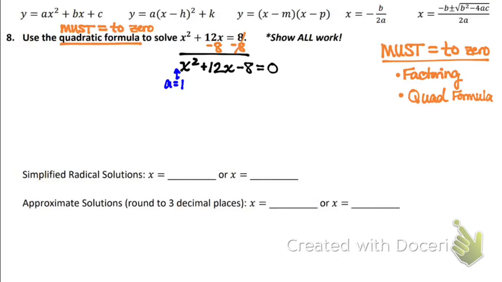What's my value for B? 12x. Yep. 12 is my value for B. What's my value for C? Negative 8.